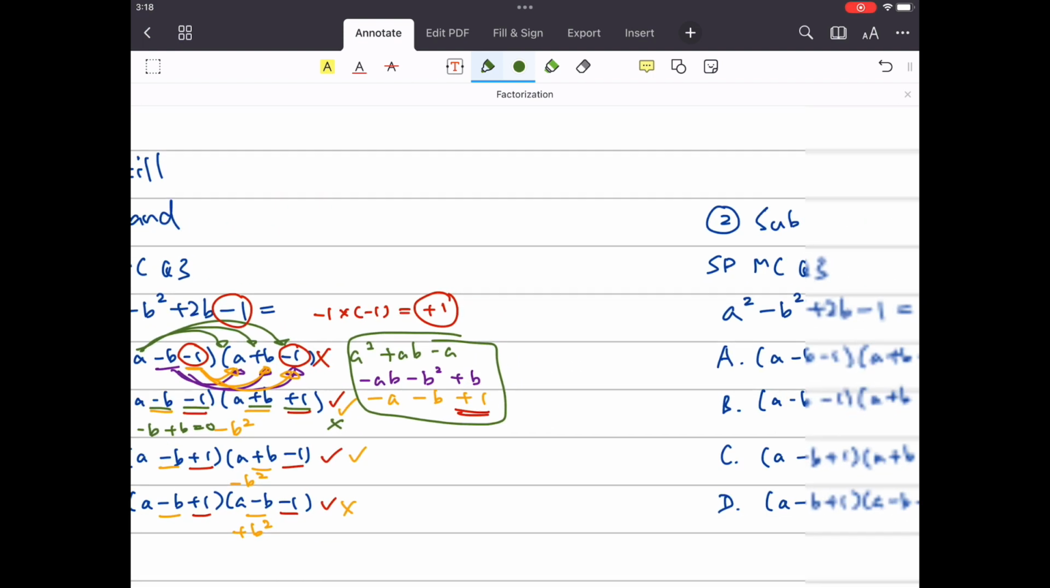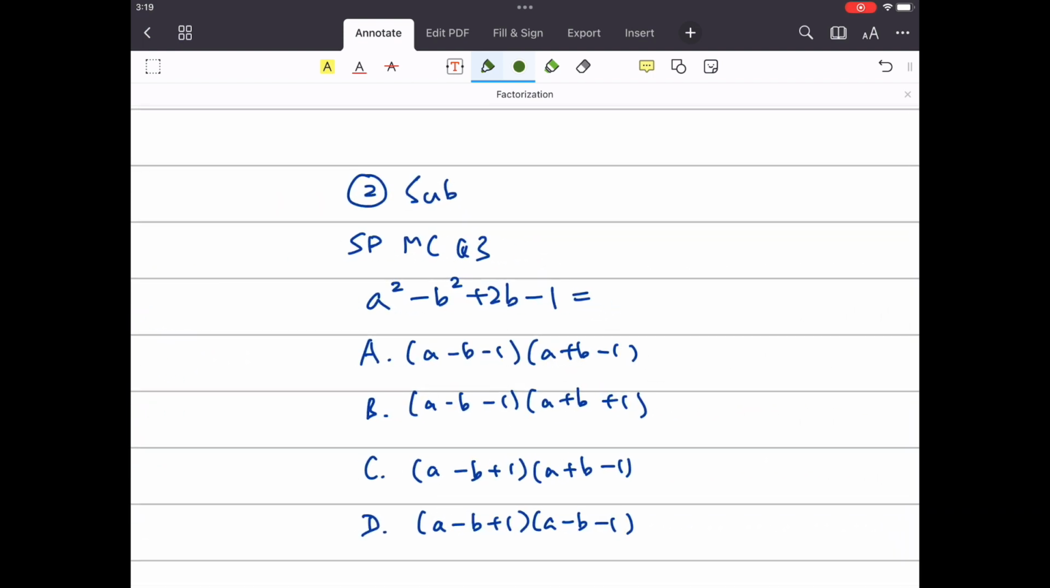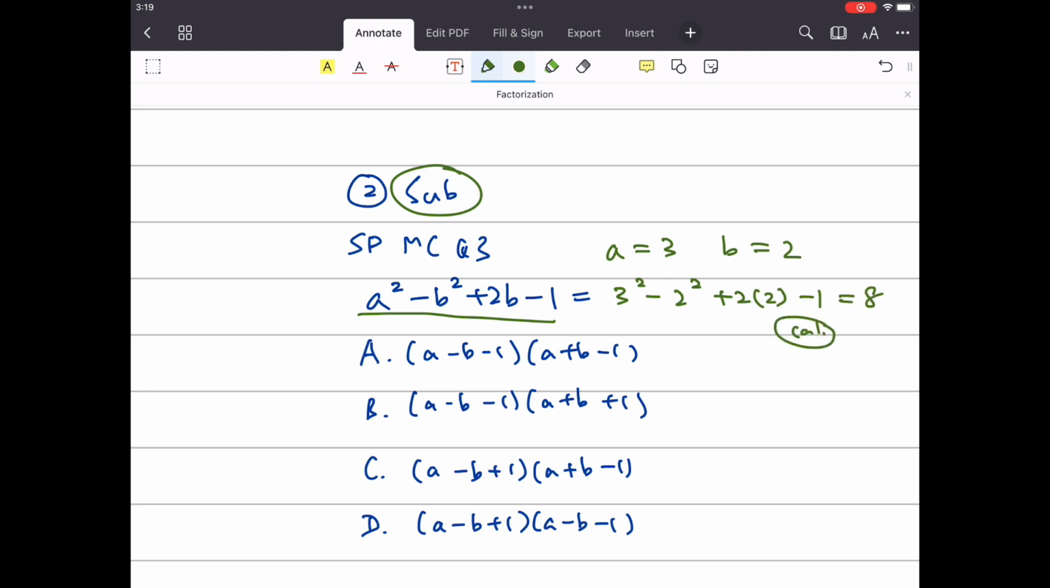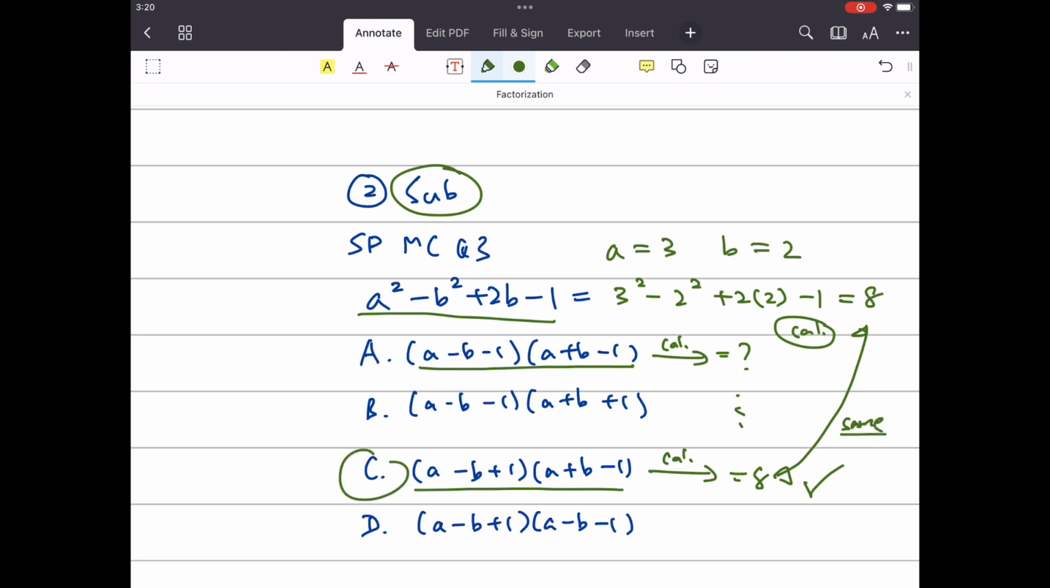It is easier to use the second MC skill. We use substitution. You can choose any value you like. For example, we substitute a equals 3 and b equals 2. If you need, you may use a calculator and know that the question equals 8. Remember to check all the values of the 4 options. If only one of them equals the question, then that must be the correct answer.